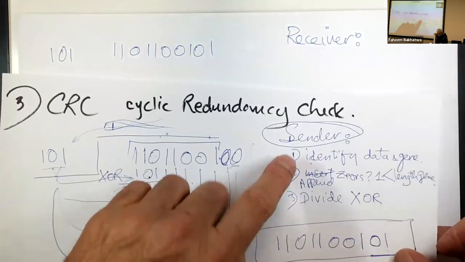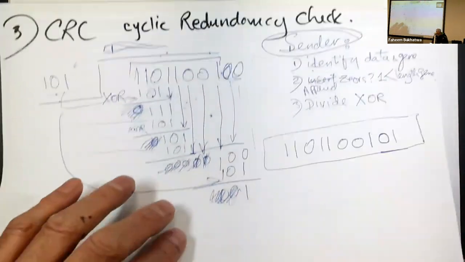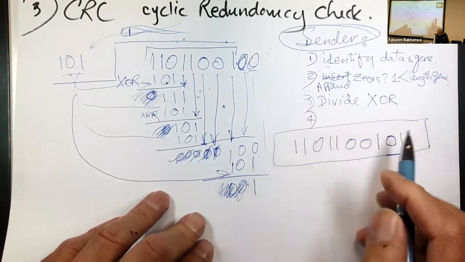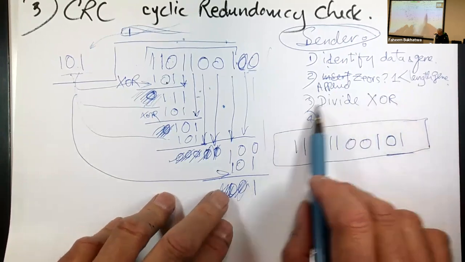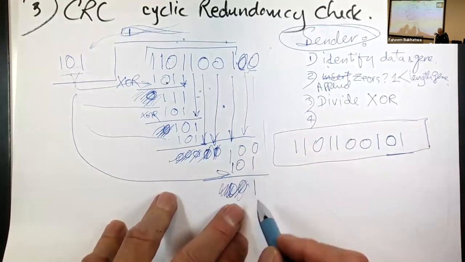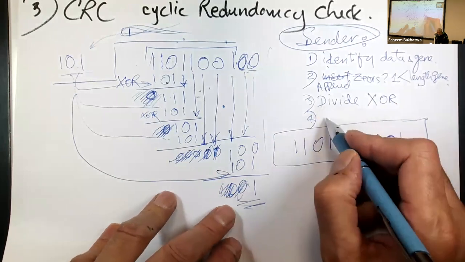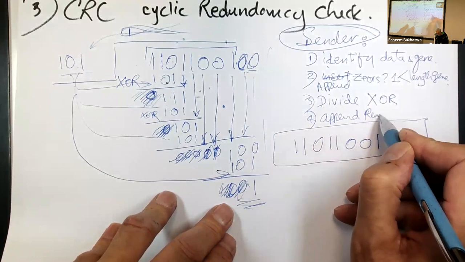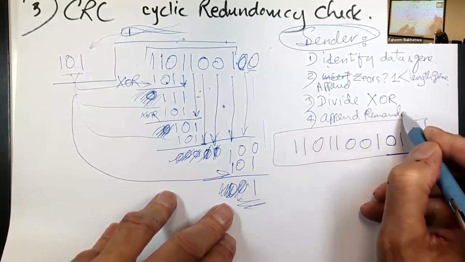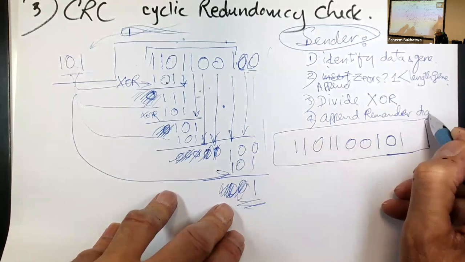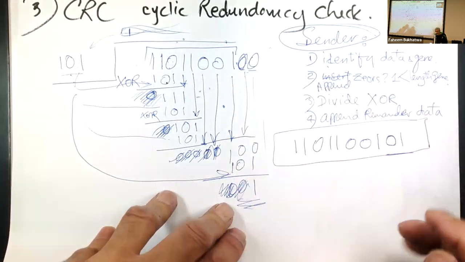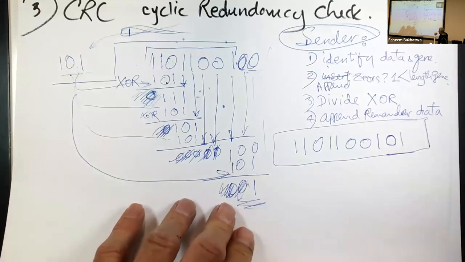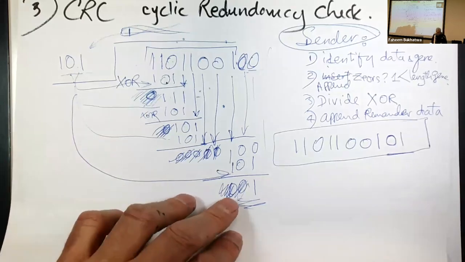Now the sender, sorry, just the last step here of the sender. I did it, but I didn't write it, just so you'd know. After you finish the ANDing or the division, and you're left with the remainder, you just append the remainder to the original data. Remember, you need to get rid of those 2 zeros and replace them with the remainder. So these are the 4 steps that are done by the sender.